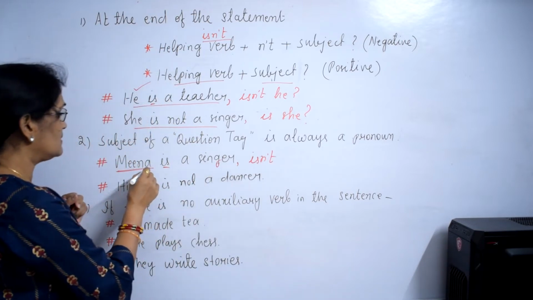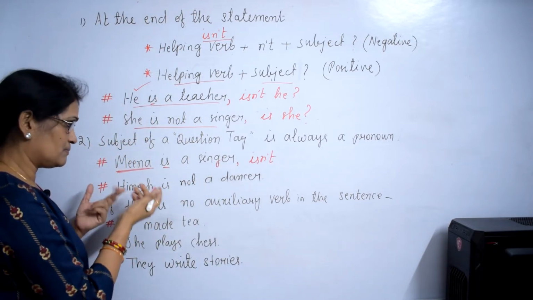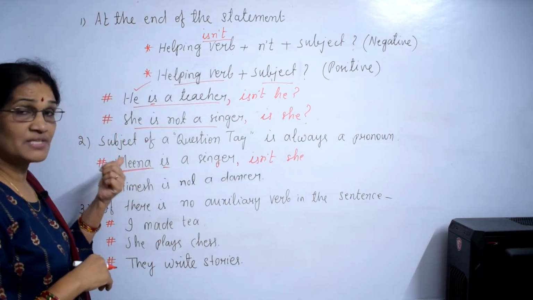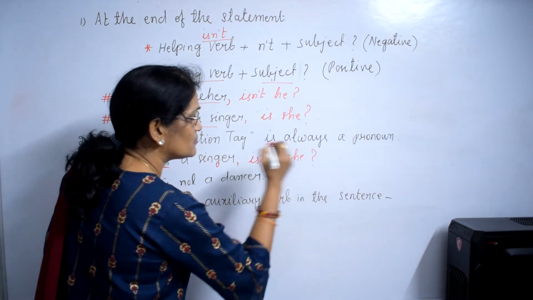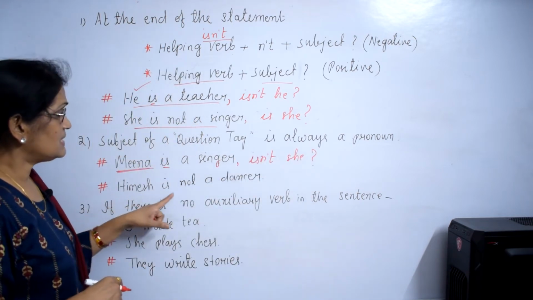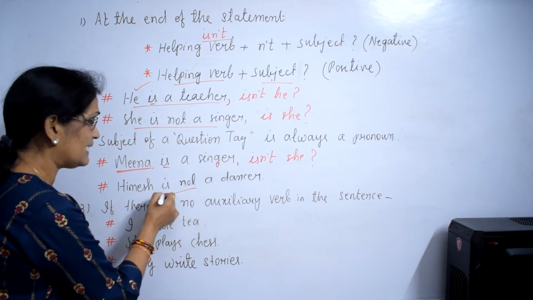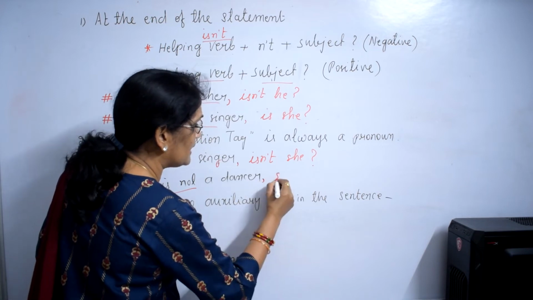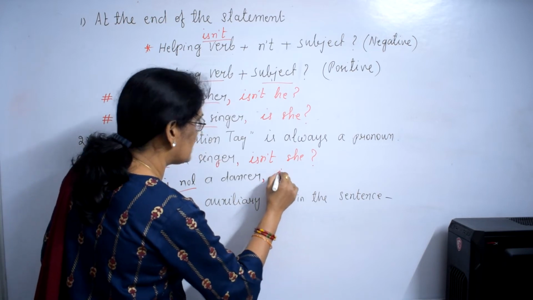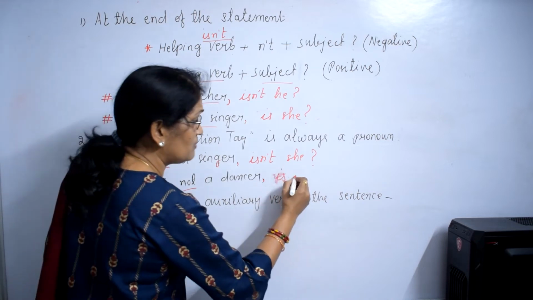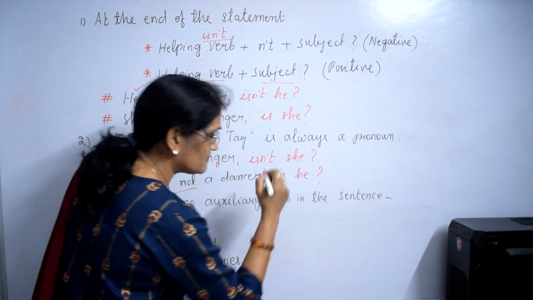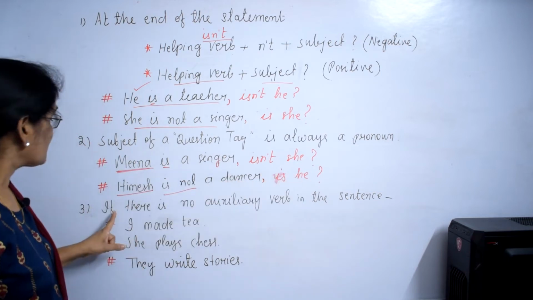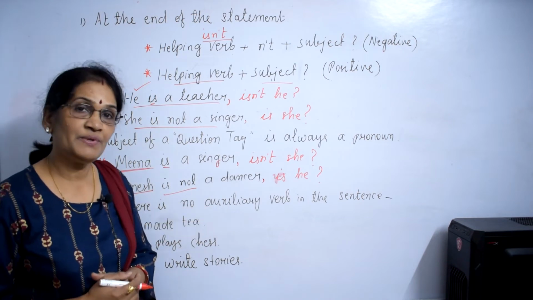Isn't Meena? Meena is a girl, maybe, okay. So what should be written? She. For feminine gender, subject what? She. Question mark. Himesh is not a dancer. Negative statement. We have to add positive tag. Comma. Is Himesh? For Himesh, what pronoun? Subjective pronoun. He. Is he? Himesh is not a dancer. Is he? Right.